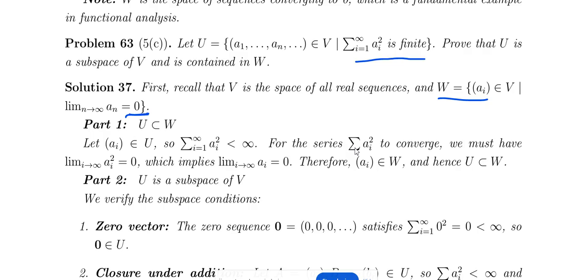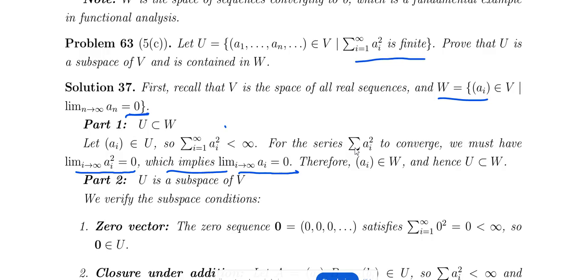What does finite mean here? That means the series summation a squared converges. Because the series converges, the corresponding nth term converges to 0. That means limit as i tends to infinity of a squared equals 0. So this implies that limit as i tends to infinity of a equals 0.